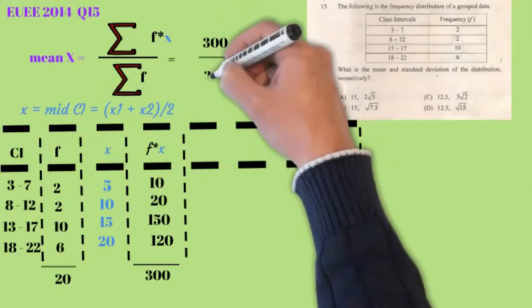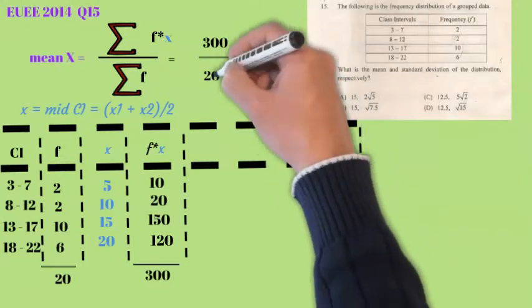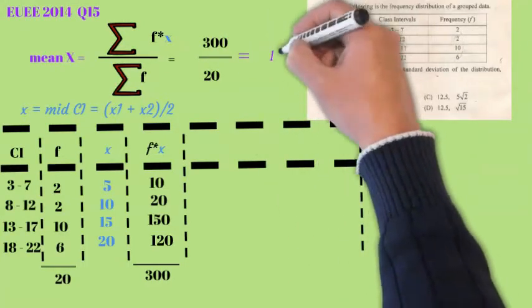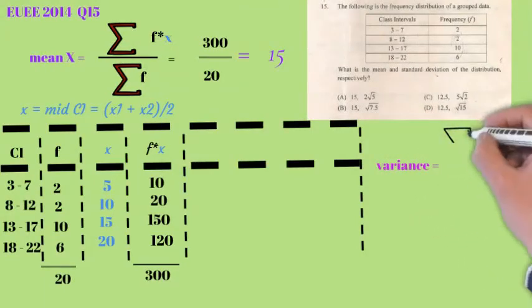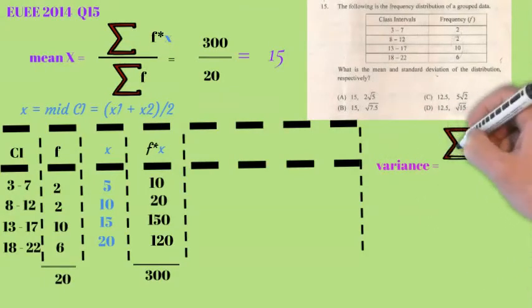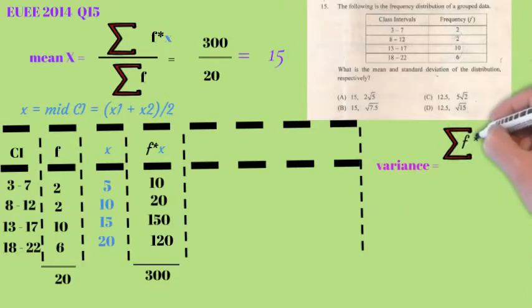That will give you 15. So we found the mean. That's the mean, that's it. We're done with the mean. So from A and B could be the answer, but we're not sure which one it is. So we have to find the standard deviation.